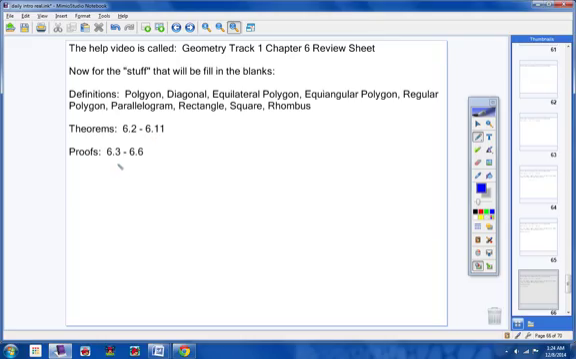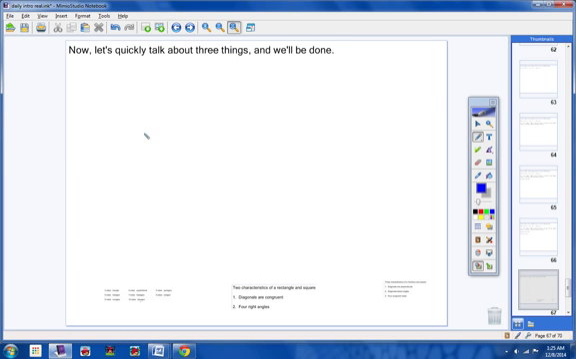Proofs. On the lesson 6.3 video, I told you that there were 4 proofs. If you go back and look at the notes from lesson 6.3, I think the video was called Properties of Parallelograms, I told you in that video that you have to know the proof of these 4 theorems. Now, I'm not going to give you all 4 on the test, but you need to know these well, okay? Know these 4 proofs.